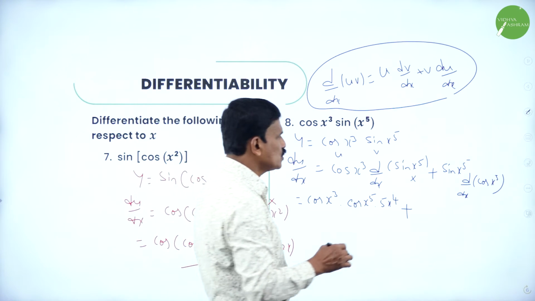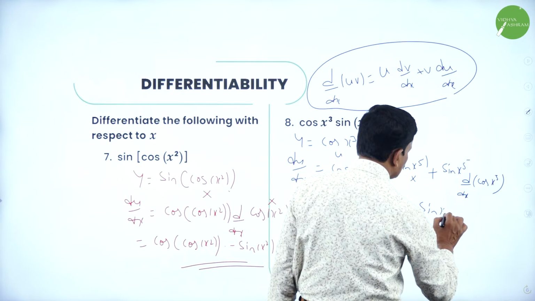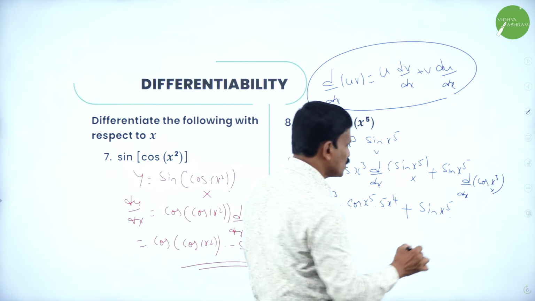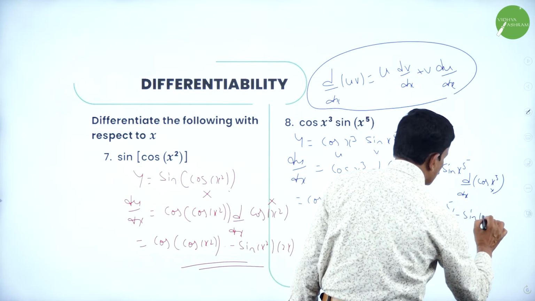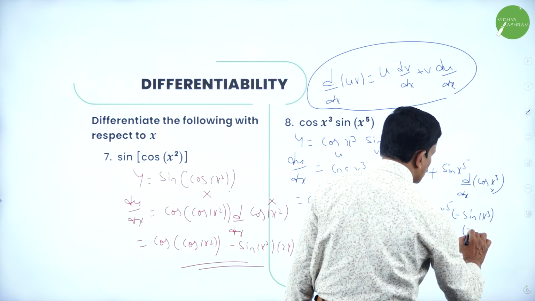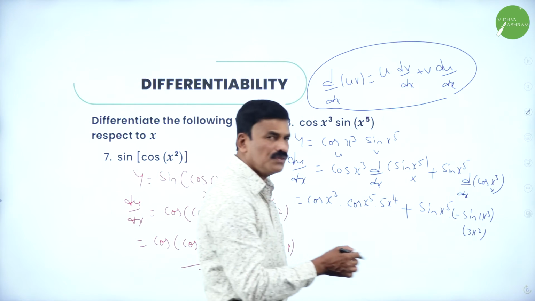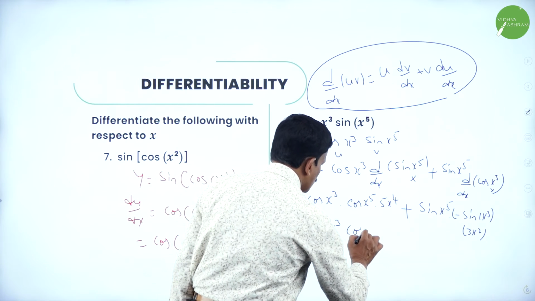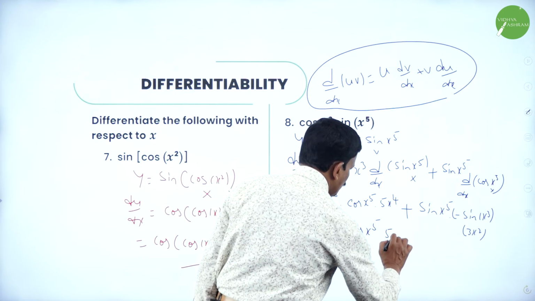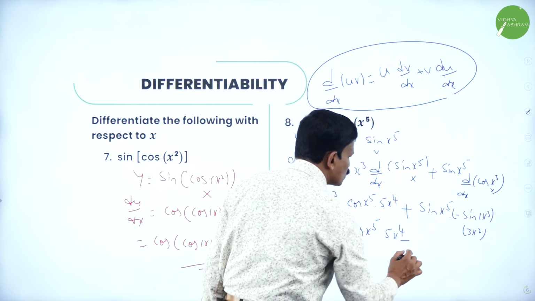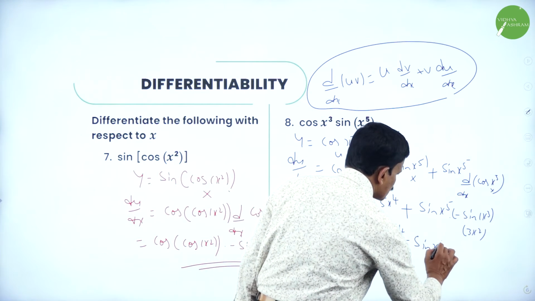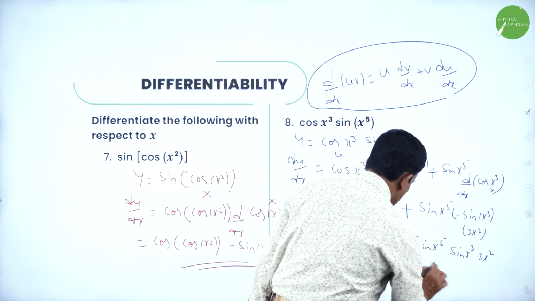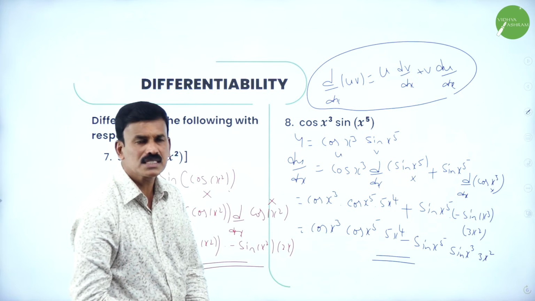Plus second part, the sin x raised to 5 as it is, into, consider this as x, cos x, differentiation of cos x is minus sin of x cube into d by dx of x cube, which is 3x square. So if you multiply by negative sign, this is cos of x cube into cos of x to the power of 5 into 5x raised to 4, minus into plus, it is minus sin of x raised to 5 into sin of x cube into 3x square, which is the derivative of the function. That's it. Very simple.